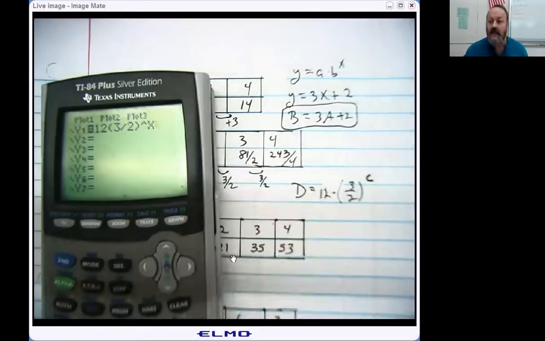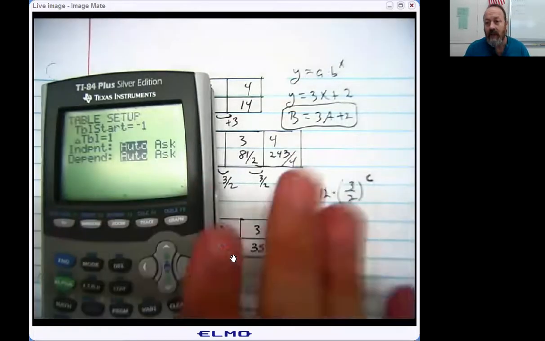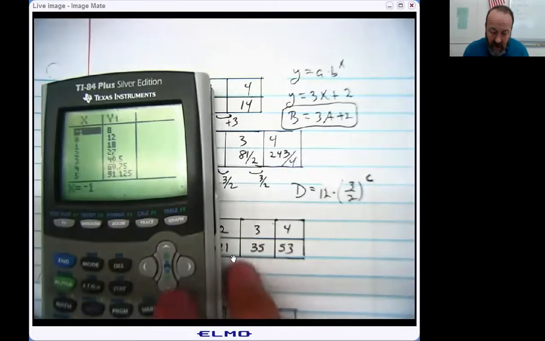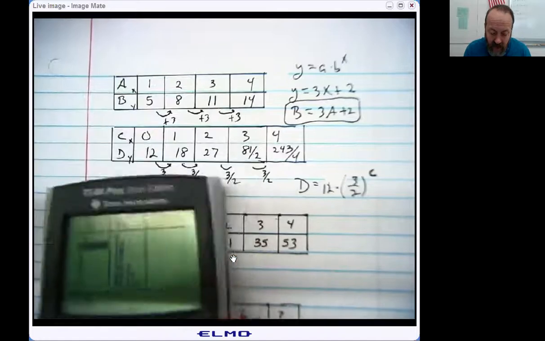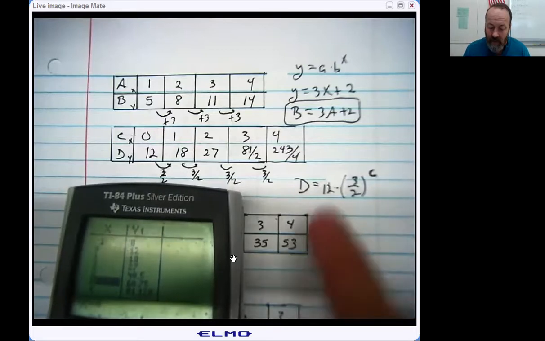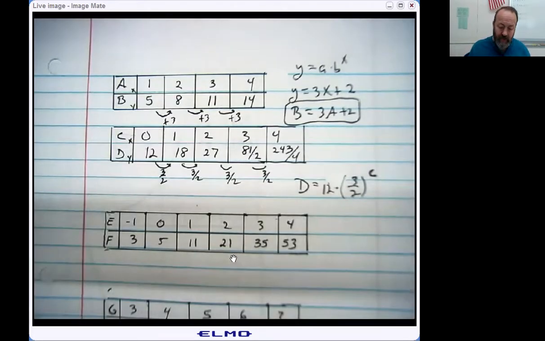I can't use C's and D's on my calculator, but it's not a big deal. And I'm going to go into my table, and I'm just going to let it be in auto mode here. But if I go to my table and I look, do I have the numbers that are mentioned in my table? 0 gave me 12, 1 gave me 18. Hey, I do in fact see the table emerging that I had right there. So I'm pretty confident in that result.